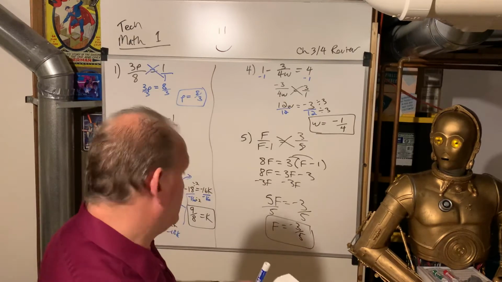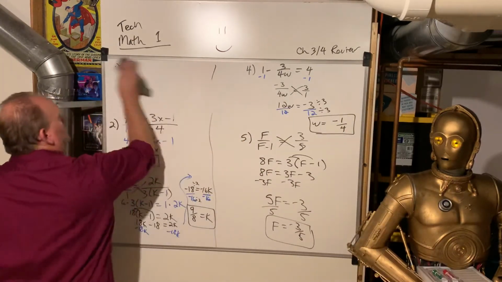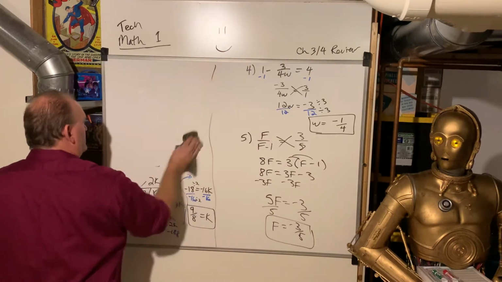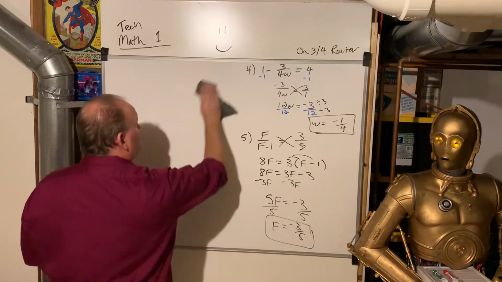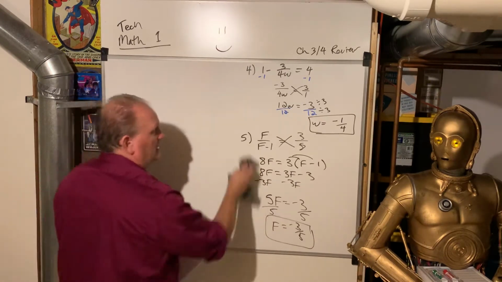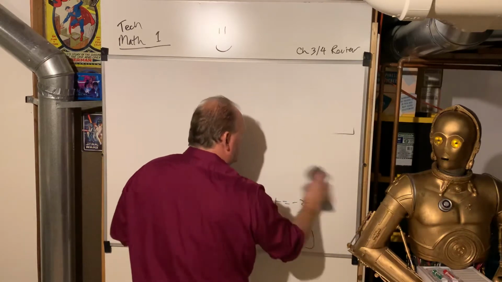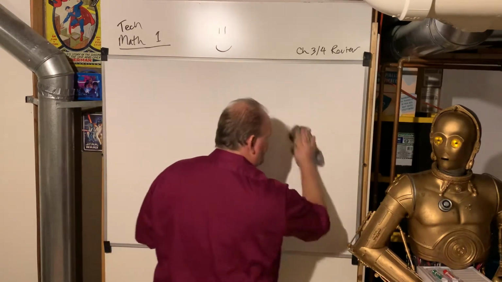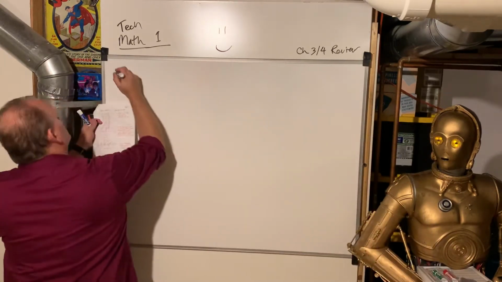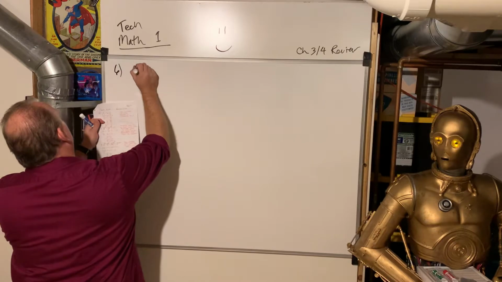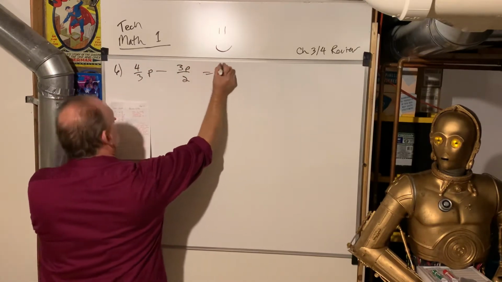All right, let's go on to number 6. Again, hopefully a lot of this is review that we just remember how to solve proportions, cross multiply and solve. Here's number 6: 4/3 p minus 3p over 2 equals 1.